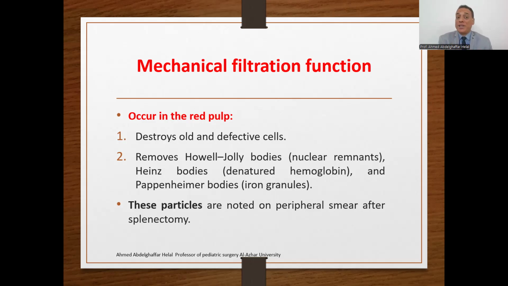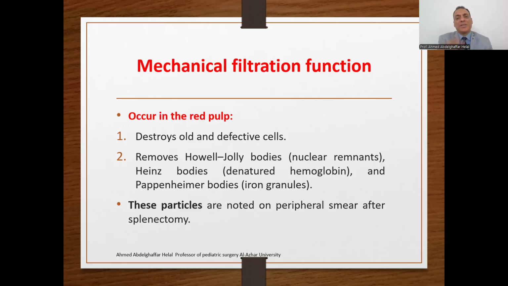So the red pulp will destroy the old and defective cells, and remove some nuclear remnants and some denatured hemoglobin. These particles are noted on the peripheral smear after splenectomy. So after splenectomy, these particles will pass again to the circulation.